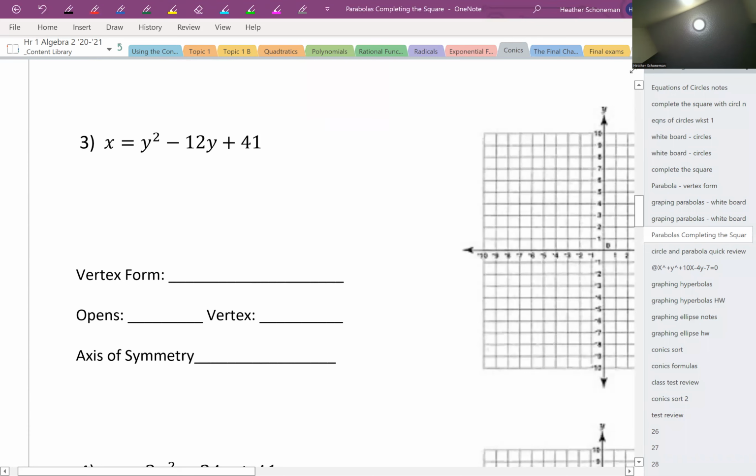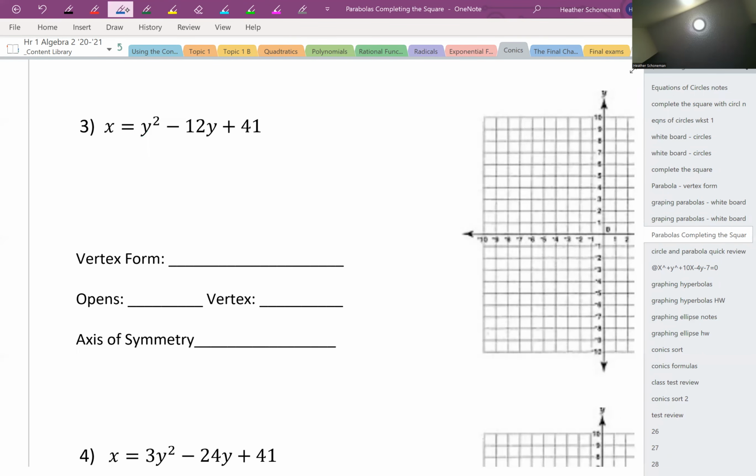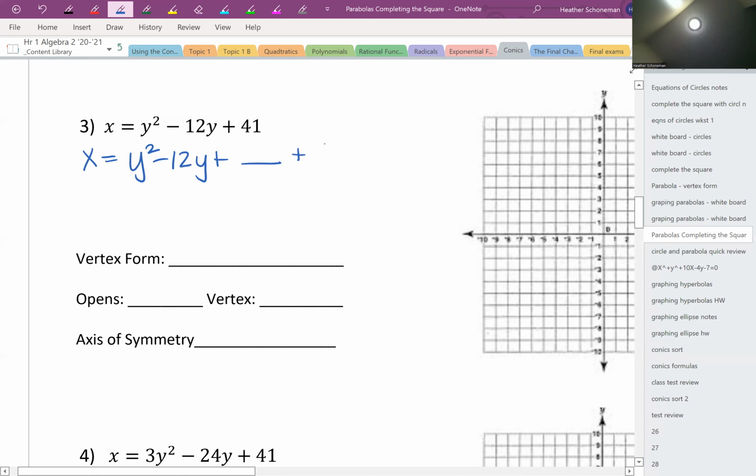All right, now this one starts with an x, and even though it is different because it starts with an x, it's the exact same thing. You're not changing anything. You're just writing different variables. So I'm going to group my y's and then group the numbers. Okay. I didn't need to factor anything out because the leading coefficient was the invisible positive 1. Half of 12 is 6. 6 squared is 36. It's not in the parentheses, so I really did add 36. So I'm going to put the opposite over here, which is negative 36.